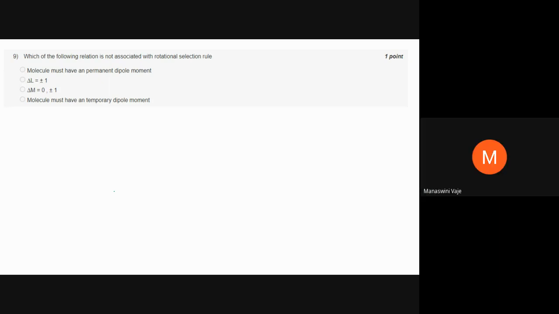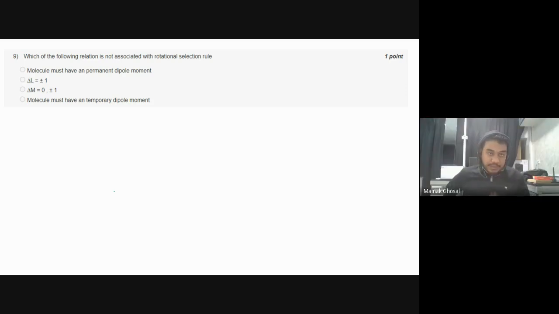Molecule must have a temporary dipole moment. Okay. The question is about what is not associated. So we need to find out which conditions are necessary for a rotational selection rule. If a condition is there, then we will ignore it, and then we will find the answer which is not associated with the rotational selection rule. You can find this answer in lecture number 21.